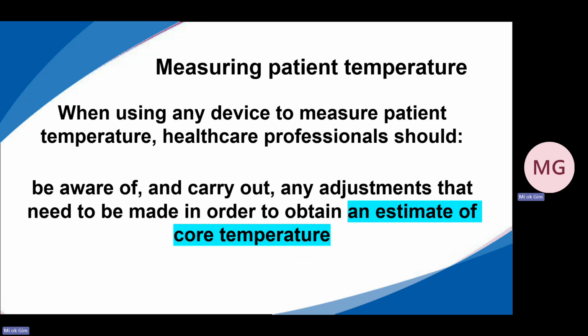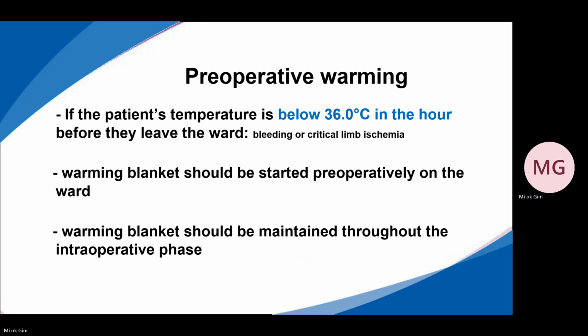So measuring the patient's temperature, as I mentioned earlier, we measure the estimated core temperature, and for preoperative warming we should aim for above 36 body temperature. The warming blanket should be started preoperatively in our ward, and it should be maintained through each step of the surgery.